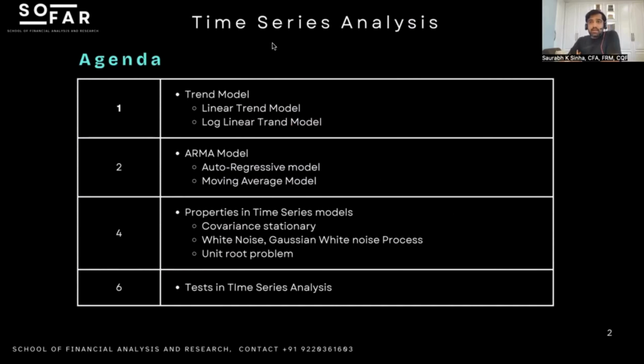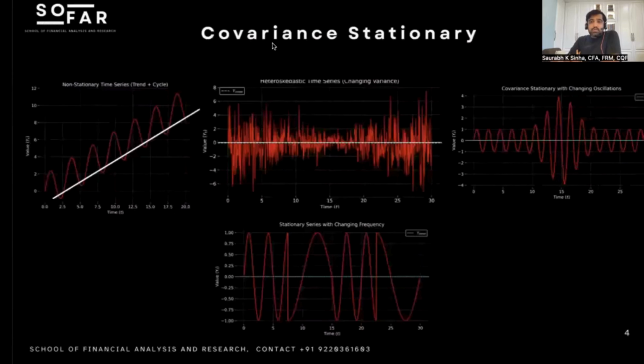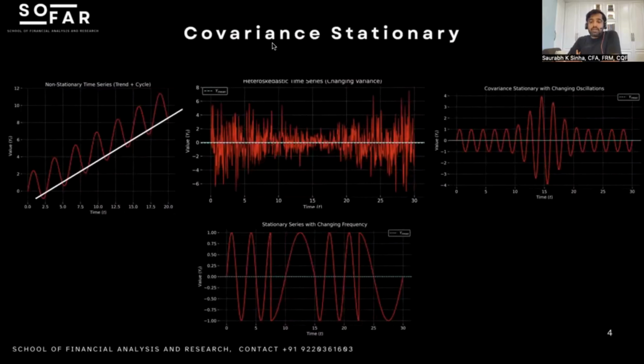Now, what is critical in any model is to understand the properties related to that model. So properties in time series that should hold true, should not hold true. So that is covariance stationary. We'll study the covariance stationary property of ARMA models, and why we need a time series to be covariance stationary.